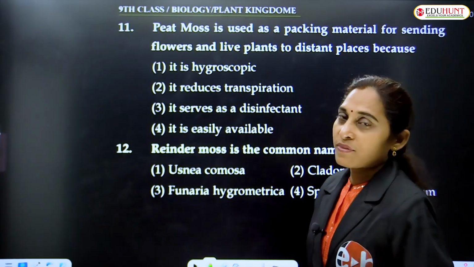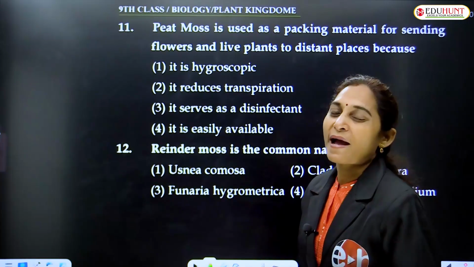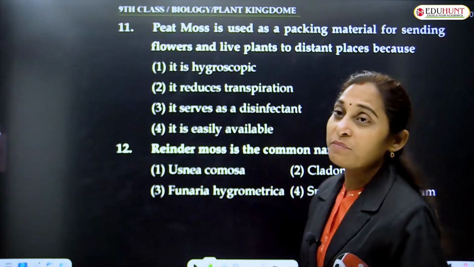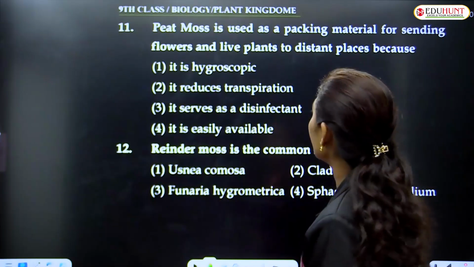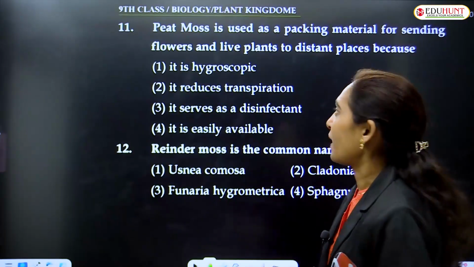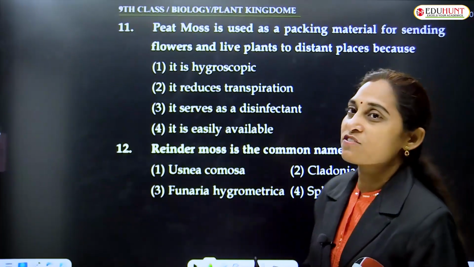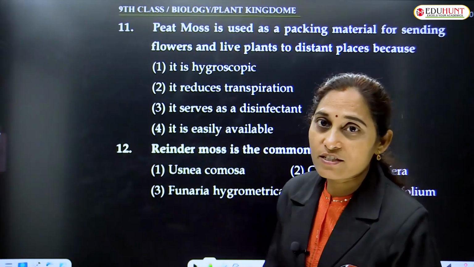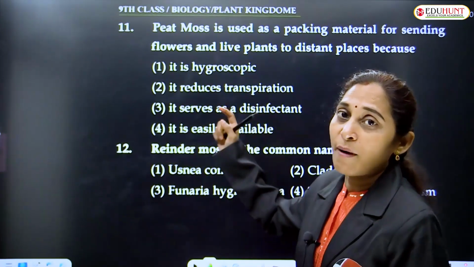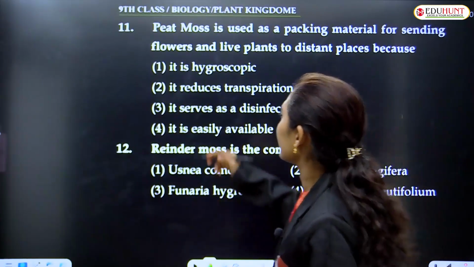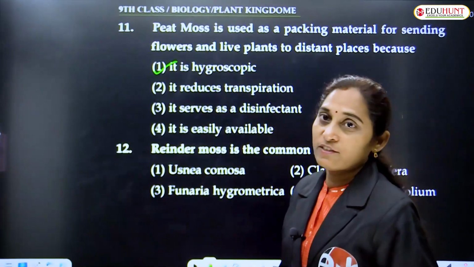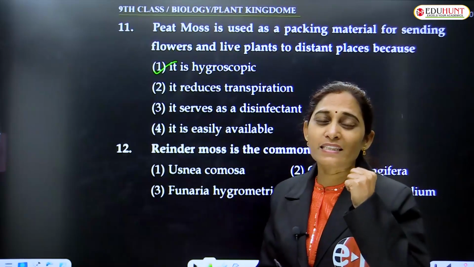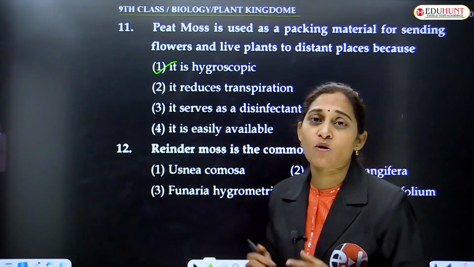Peat moss. Peat moss is sphagnum. Sphagnum is commonly called peat moss. It is used as a packing material for sending flowers and live plants to distant places, because while discussing the general characters and classification, we discussed this point. The reason is it is hygroscopic in nature. Hygroscopic means it absorbs water, it attracts water from the surrounding atmosphere.